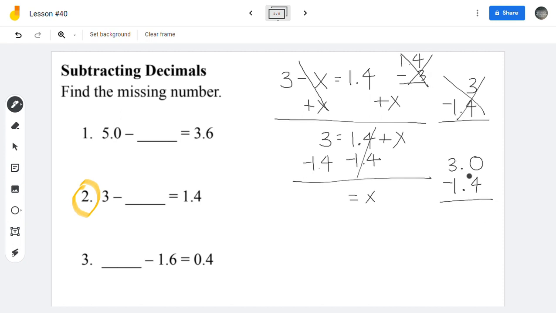Now, once you get it in the correct format, which is with the decimals aligning, you're just going to subtract normally, and you'll get 1 and 6. Now, your decimal place should also match again with this, so it should be 1.6 as you're on the left side, making x equal to 1.6. So basically, your final answer says 3 minus 1.6 equals 1.4.